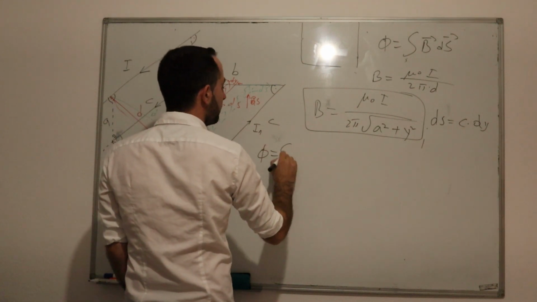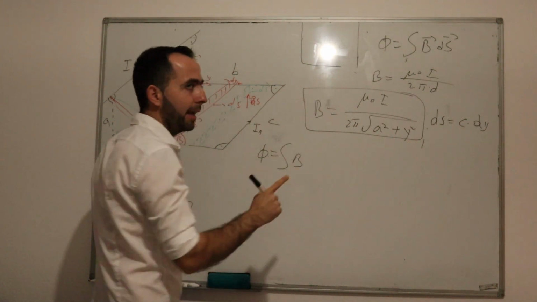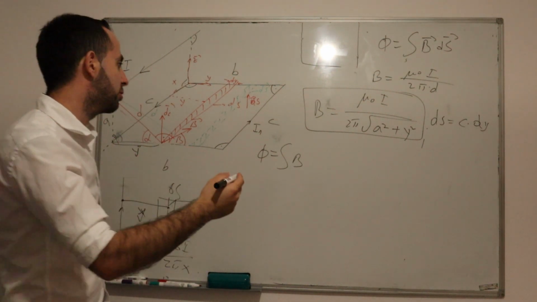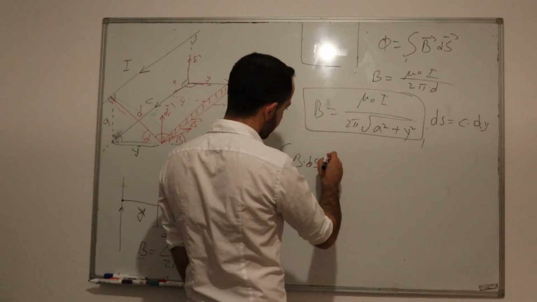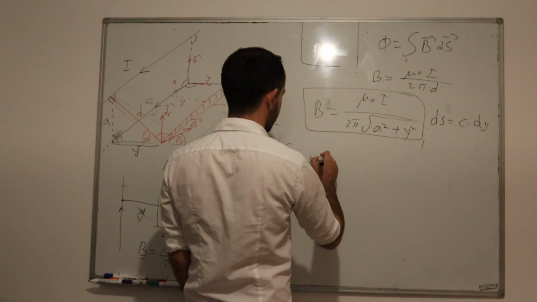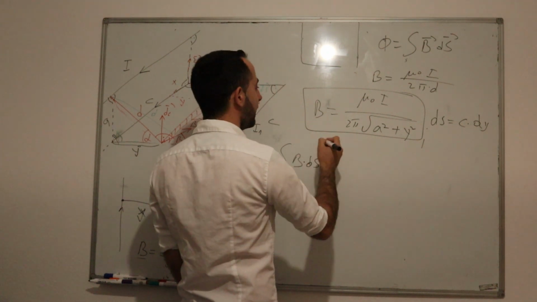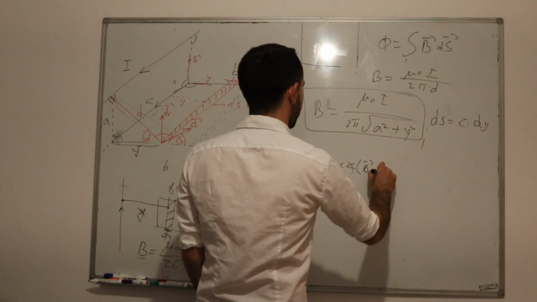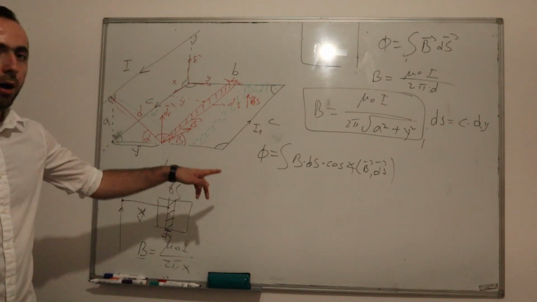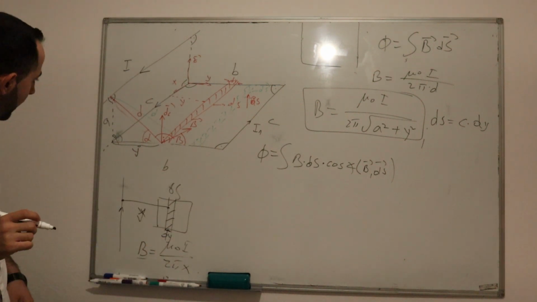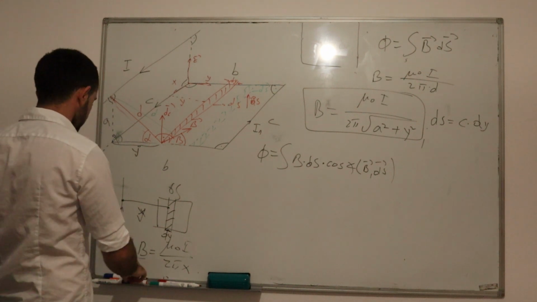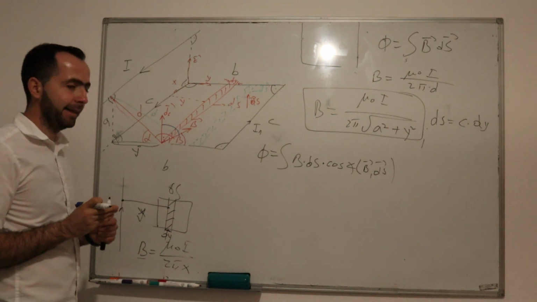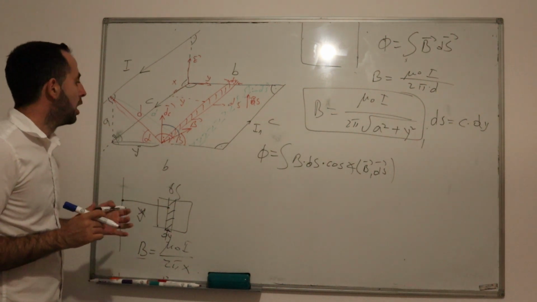So, in order to calculate my flux, it is B times dS, the dot product of two vectors. And we always had that the angle between these two vectors was either 0 or 180 degrees. But this is actually B times dS times cosine of the angle between B and dS. So, in order to calculate our magnetic flux, we need this angle between B and dS. But what is this angle?